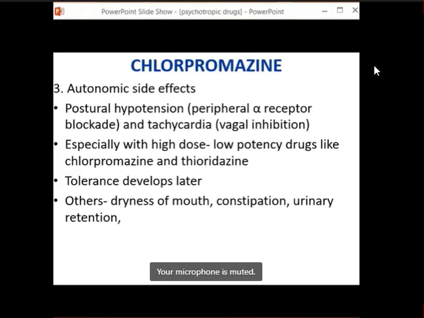Next are the autonomic side effects. These antipsychotic drugs have anticholinergic property, and they also block the alpha receptors. Because of that, there is a high chance of postural hypotension due to peripheral alpha receptor blockade, and vagal inhibition causing tachycardia. These symptoms are mainly seen with high dose, low potency drugs like chlorpromazine and thioridazine. Tolerance develops later with continuation of the drug. Other autonomic side effects, because of the anticholinergic property, are dryness of mouth, constipation, and urinary retention.